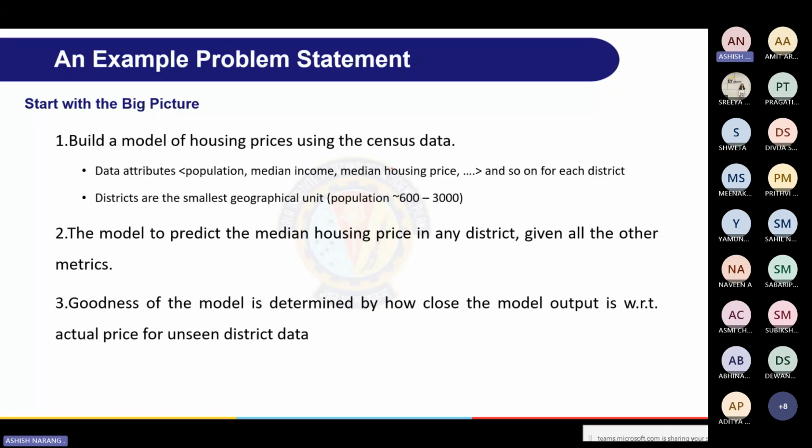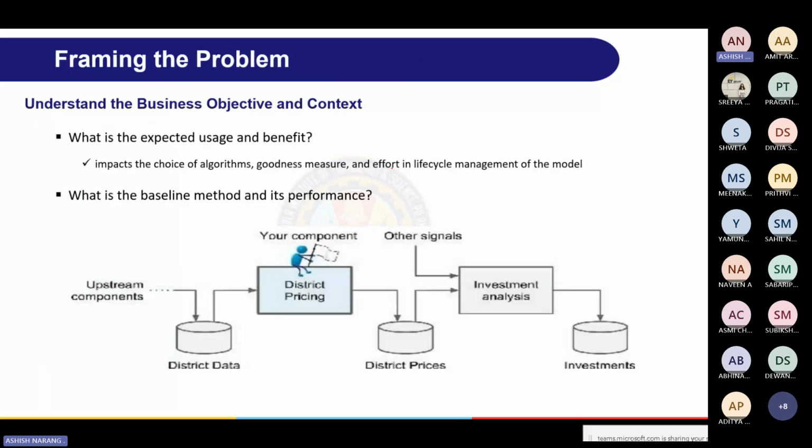This is the problem exactly. I've defined what I want to predict. I have sufficient data. Now the model will do training and start making predictions. How do I evaluate whether it is good or bad? Of course, I need to check the model output with the actual price, right? For certain unseen district data, and then I can say whether my model is good for deployment or not.